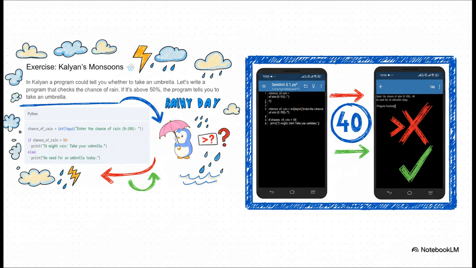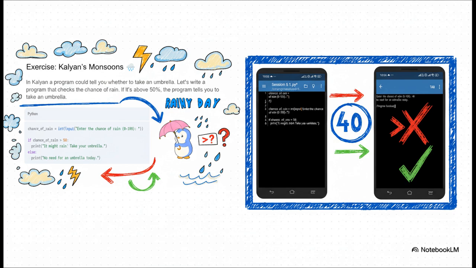Okay, here's the code. So on the left, you can see we ask the user for the chance of rain. Then comes our big decision. If chance of rain greater than 50. Now look over to the right where the program's running. The user types in 40. The program gets that and thinks, okay, is 40 greater than 50? Well, no, that's false.